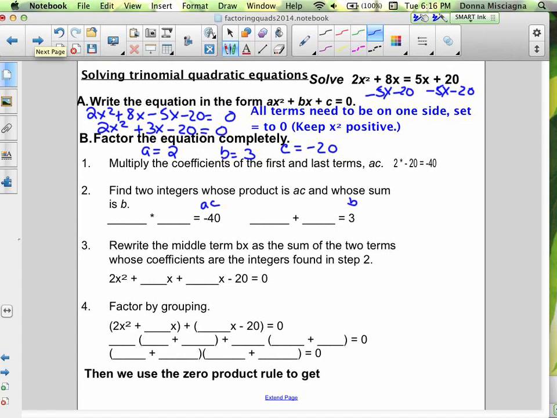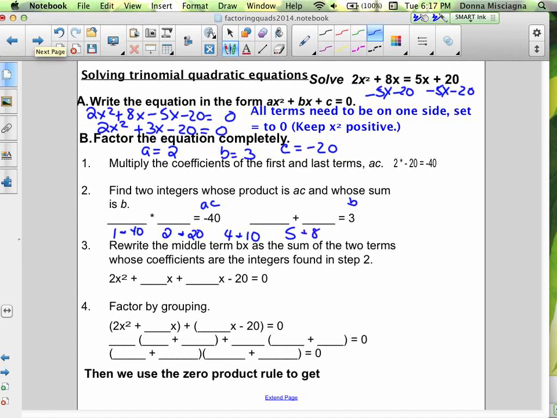Right, well, 1 and 40, well, that doesn't work, right? Because they're not 3 apart, right? And one of them has got to be negative, because we multiplied to be a negative number. Well, it can't be 2 and 20, because they're not 3 apart. 3 doesn't divide evenly into 40. It can't be 4 and 10. They're not 3 apart. But 5 and 8, they're 3 apart.